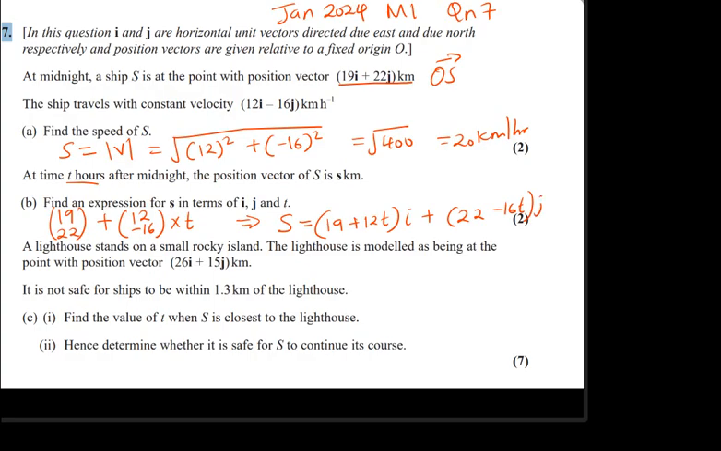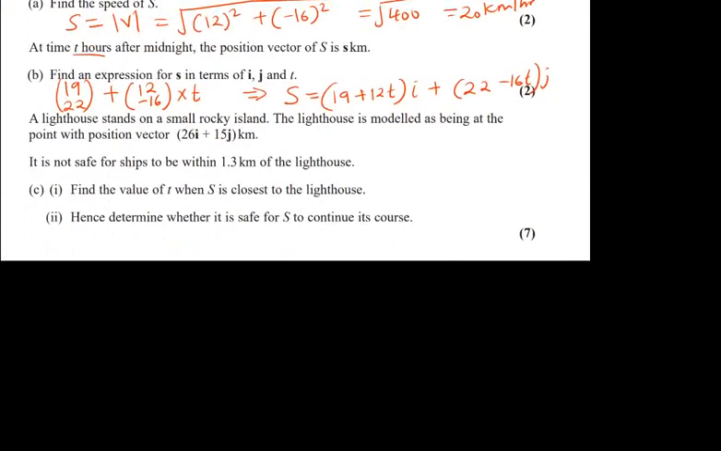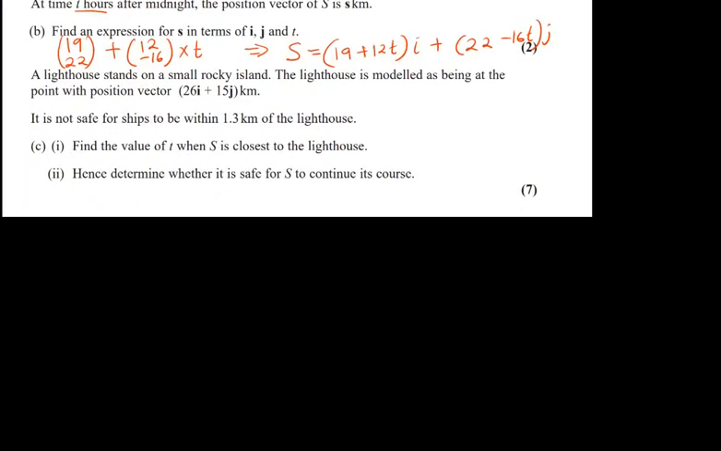And then finally, we are told that a lighthouse stands on a small rocky island. The island is modeled as being a point with the position vector 26i plus 15j. It's not safe for the ship to be within 1.3 kilometers of the lighthouse. Find the value of t for which S is closest to the lighthouse. This is a good question. We are solving part c, Roman 1.